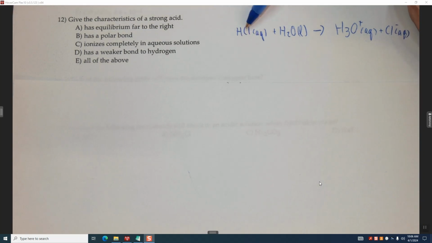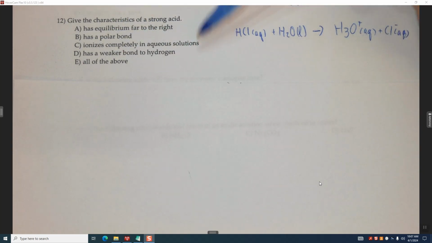The HCl bond is definitely a polar bond. If you remember back to your Gen Chem 1 and your Lewis structures, the HCl bond is a very polar bond. Why? Because chlorine is far far more electronegative than hydrogen. So chlorine is delta minus and hydrogen is delta plus.